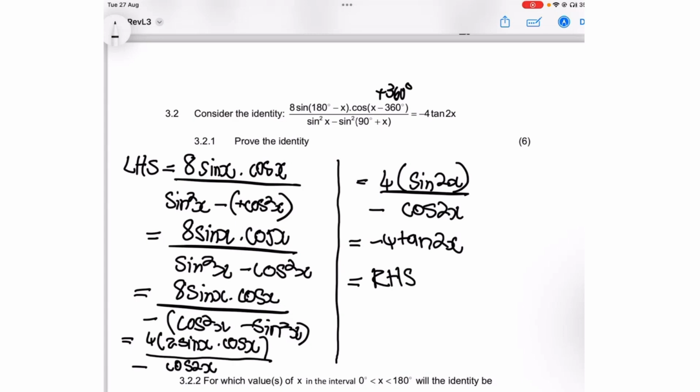So you've proven that the two sides are equal. So you've proven that identity.